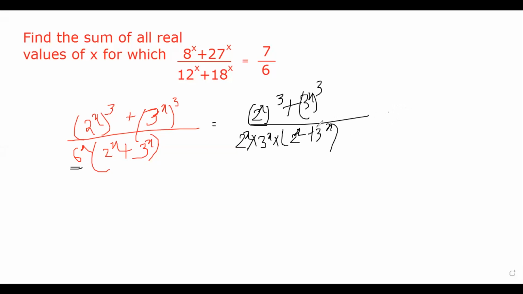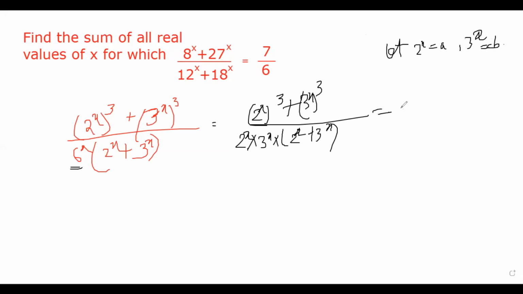Now you can see that the entire simplified value which has been written in the black ink is composed of only two basic terms, that is 2 to the power x and 3 to the power x. Now let us assume that 2 to the power x is equal to a and 3 to the power x, not 3x, is equal to b.